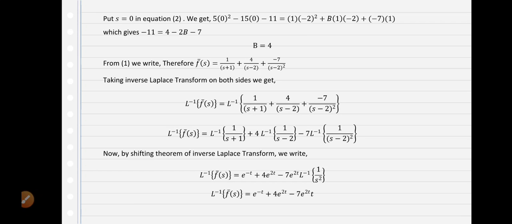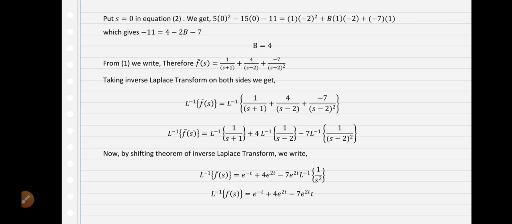So the final answer is e raised to minus t plus 4 e raised to 2t minus 7 e raised to 2t into t. So every example here is a different one, a unique one. You have to carefully go through each and every step of the solution.